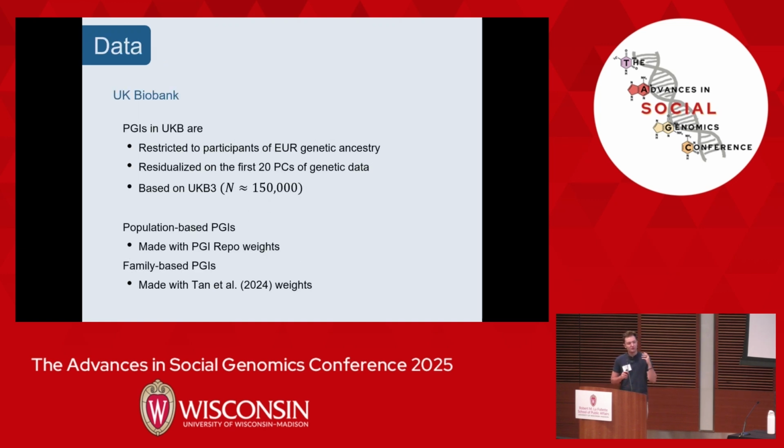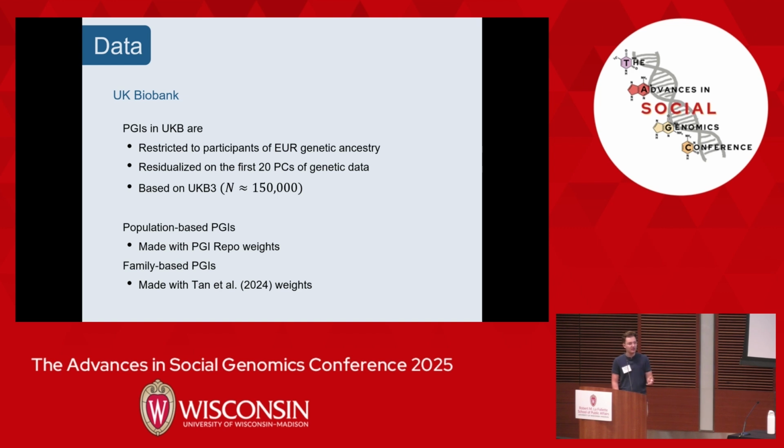All right, so we're going to use data from two different data sets here, both UK Biobank and All of Us. The story is similar with both of them. They're restricted to participants of European genetic ancestry and residualized on the first several principal components of the genetic data to control for population stratification.